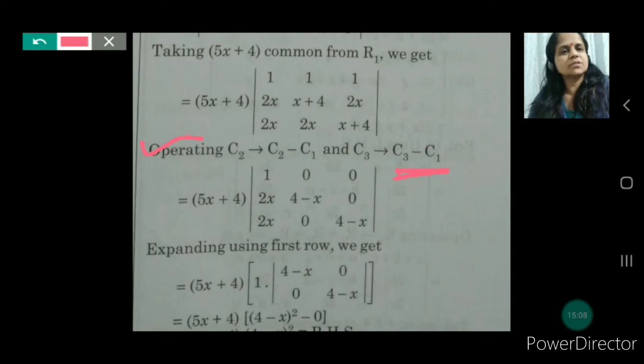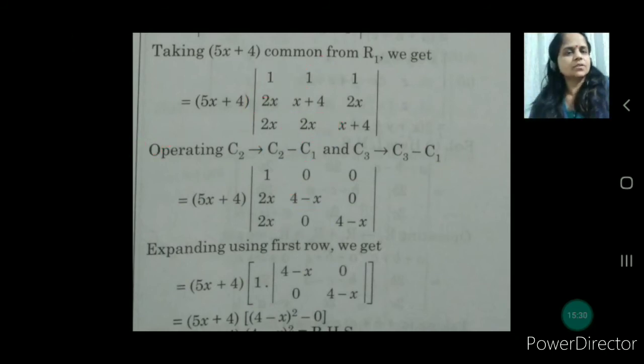Okay. Now applying more properties here, operating C2 minus C1 and C3 minus C1. Okay. So elements of C2, column 2, will change. Here column 2 is this. So column 2 minus column 1. So in the first element 1 minus 1 you will get 0. It is x plus 4 minus 2x, so you will get 4 minus x. Here 2x minus 2x, so it is also 0.